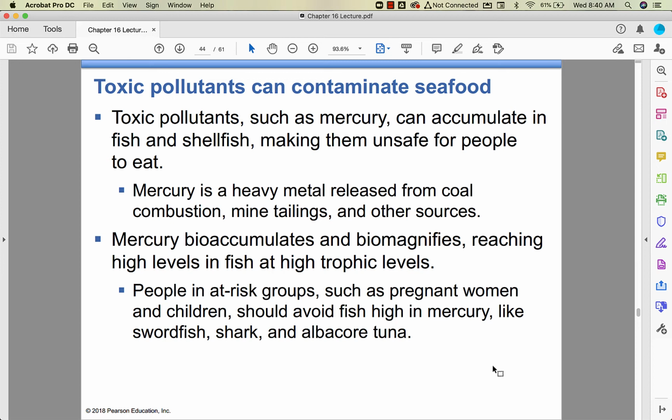Mercury bioaccumulates and biomagnifies like crazy, which is why when I was pregnant with Aaron, I was only allowed to have 4 ounces of tuna like every 3 days. So I also wasn't allowed to have albacore because albacore has a higher concentration of mercury in it than the chunk light tuna. Swordfish and shark are also off limits to pregnant women. And you wouldn't know if you'd never been pregnant.